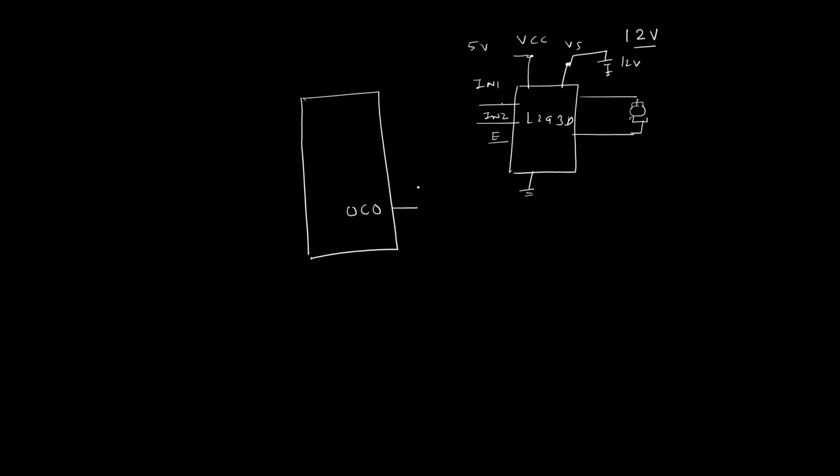Okay, now the OC0 pin. There are different ways in which we can connect these pins to the microcontroller. One way of doing this: you can connect OC0 to the enable signal, and then connect IN1 and IN2 to two GPIO pins. So let's take PA0 and PA1. Or we can make enable high, and OC0 can be connected to one of these input pins.